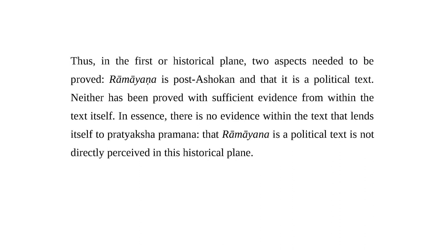So he has to show that it is somewhere around or post Ashoka, but there is nothing within the Ramayana itself that says it is post Ashoka. So there is no pramana, there is no direct pratyaksha pramana here also. So in plane 3 also, even according to his interpretation, there was no pratyaksha pramana to show that it was a political text. And even in plane 1 also, there is no pratyaksha pramana. There is nothing within the text itself to show it is political.